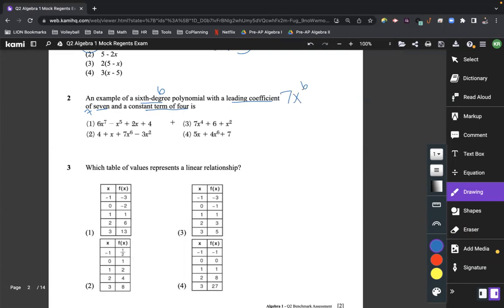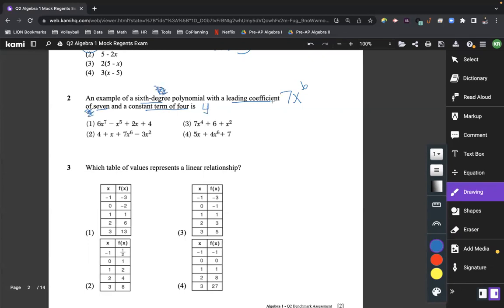Now, although we've been telling you guys that your answer needs to be in standard form, that is not what this question is asking here. You are not performing an order of operations. You are picking the answer choice that has what you're talking about. And a constant term of 4, so just 4 by itself.